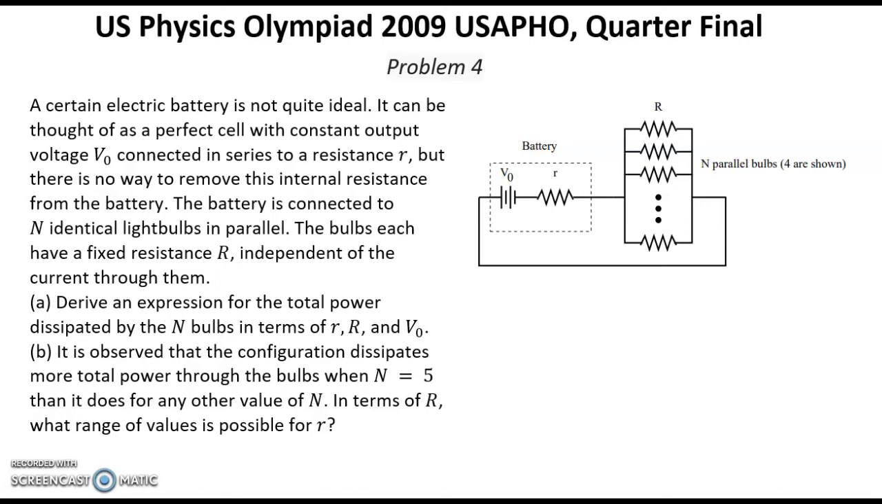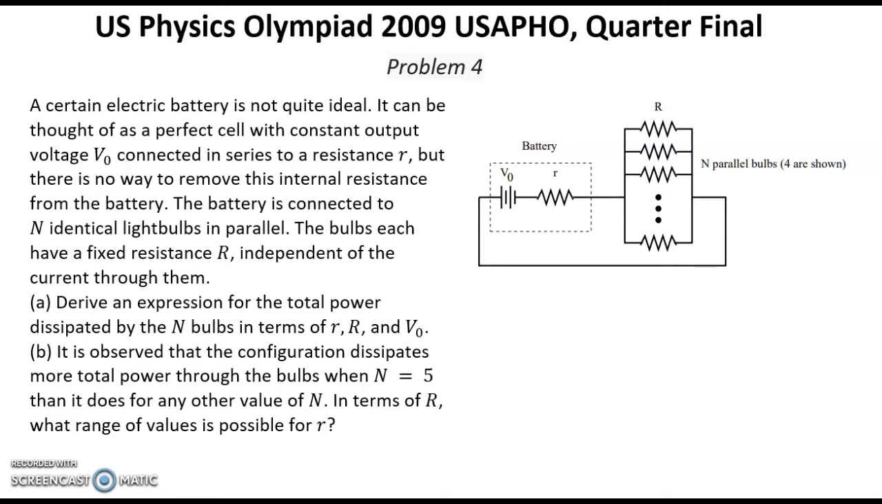Questions. Question A. Derive an expression for the total power dissipated by the N bulbs in terms of small r, big R, and V0. Question B. It is observed that the configuration dissipates more total power through the bulbs when N equals 5 than it does for any other value of N. In terms of big R, what range of values is possible for small r? Solution.